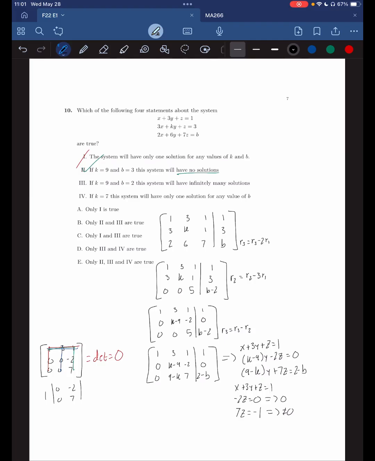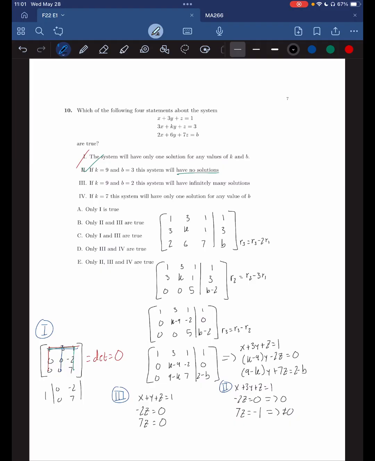Let's see. If k is 9, so again, we have x plus y plus z. I'll label this. This can be statement 2. This is statement 3. This is statement 1. Equals 1. Again, when k is 9, this just goes to 0. So -2z equals 0. And 7z is also equal to 0.